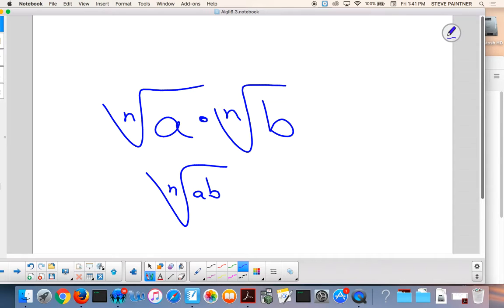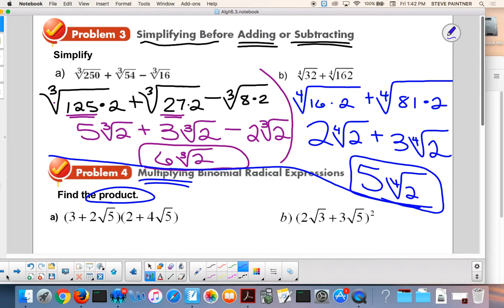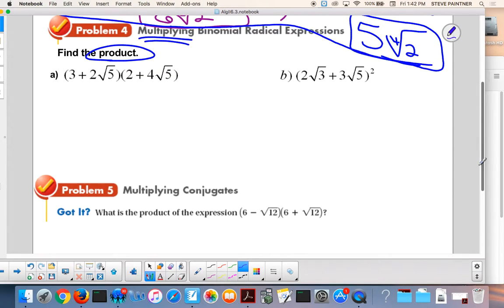That's the rule. So let me just throw one at you: the third root of 5 times the third root of 7. Third root of 35. There you go. That's how you multiply. See, this is why we get confused. There are 2 different rules.